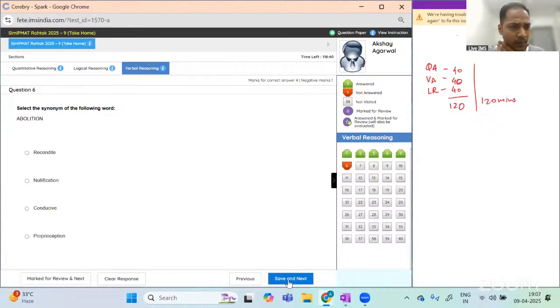I'm not sure about the word ethical. Abolition. I'm not sure though, although I vaguely recall it could be nullification or something.